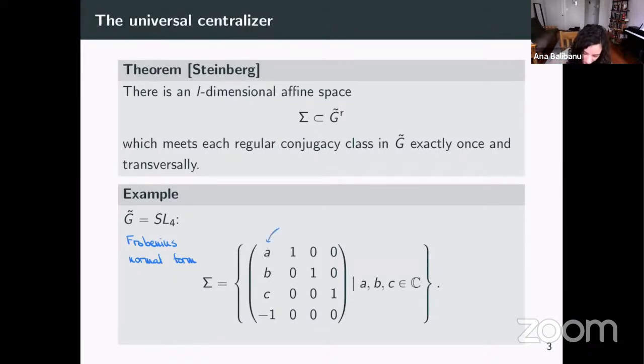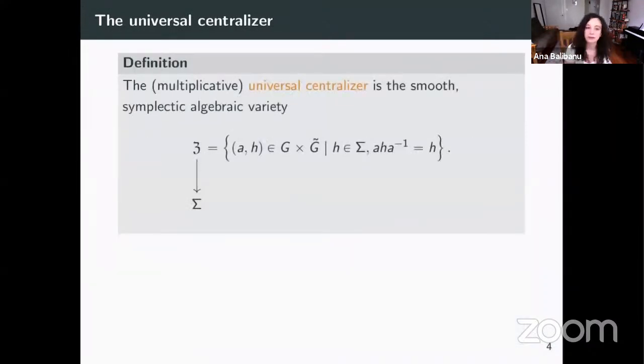So this first column has to do with the coefficients of the characteristic polynomial. And Steinberg's theorem says that every regular element in G tilde is conjugate to a unique matrix of this form. Okay, and then using this, we can define our main character.